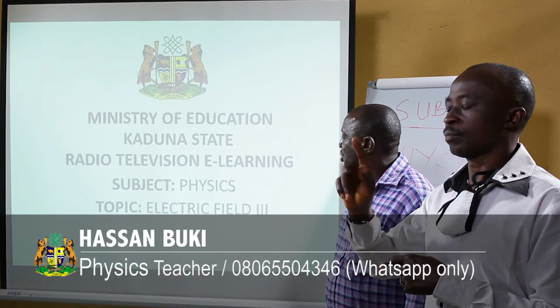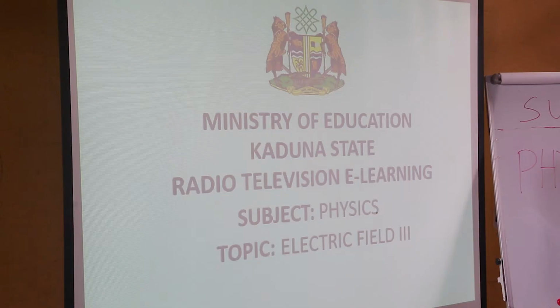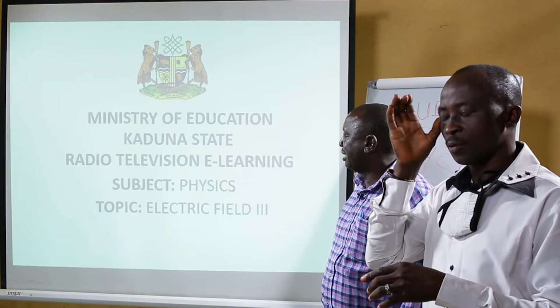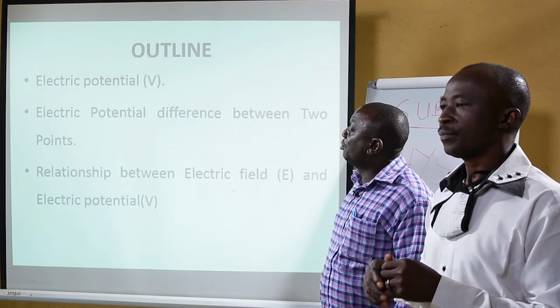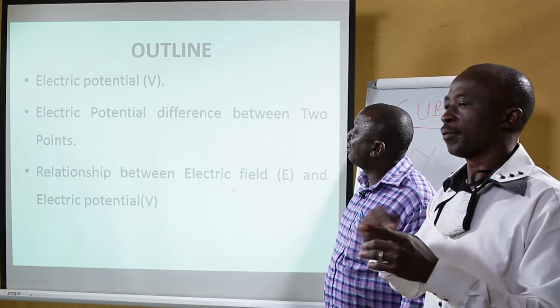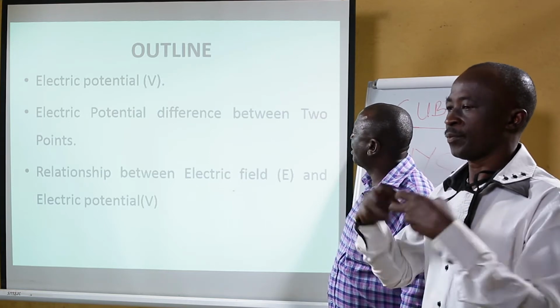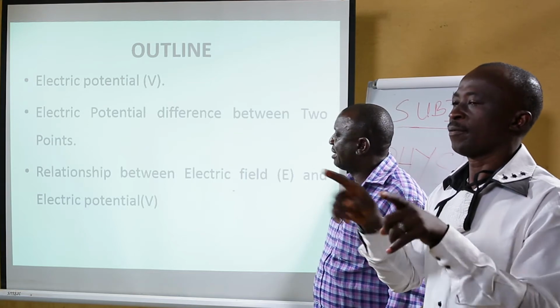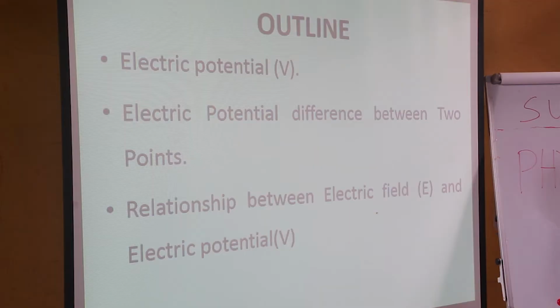Today we are going to continue in our study on the topic electric field. Today we will consider electric field part 3. In our outline we have electric potential, capital letter V. We have electric potential difference between 2 points. Then we have relationship between electric field E and electric potential V.